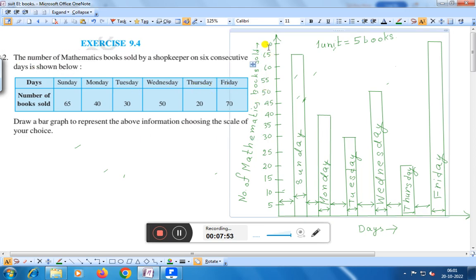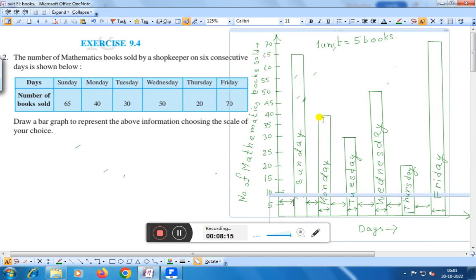Once again we are repeating. Here you see, this is the number of mathematics books sold, and we have taken 1 unit equal to 5 books: 5, 10, 15, 20, 25, 30, 35, 40, 45, 50, 55, 60, 65 and 70. And on the right side, it is the days: Sunday, Monday, Tuesday, Wednesday, Thursday and Friday. On Sunday the number of books sold is 65. If you draw a perpendicular, it will go to 65.